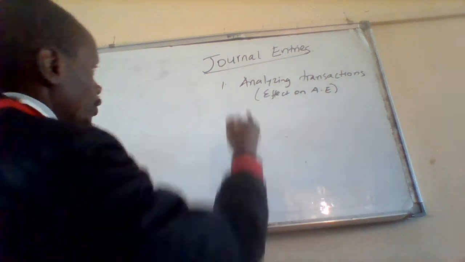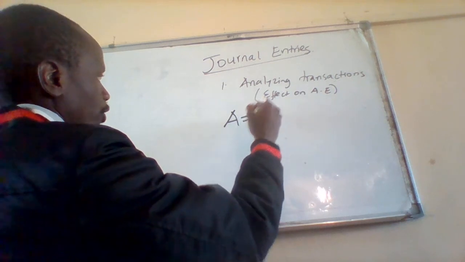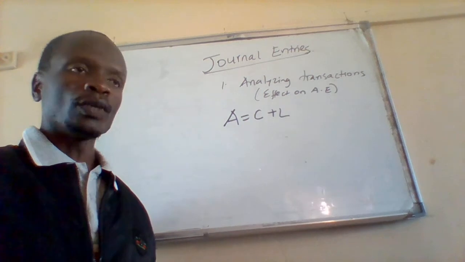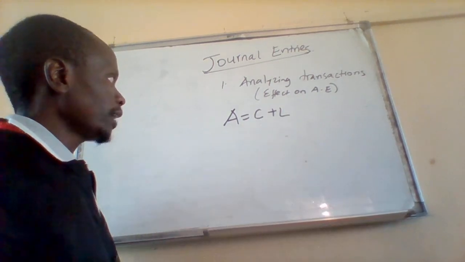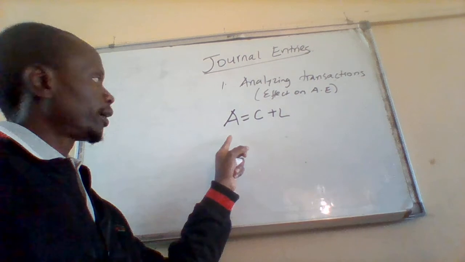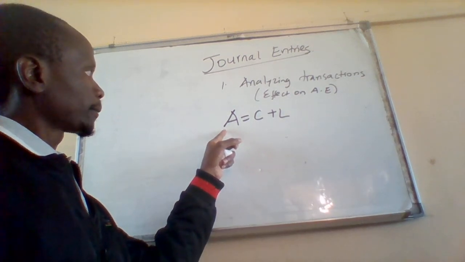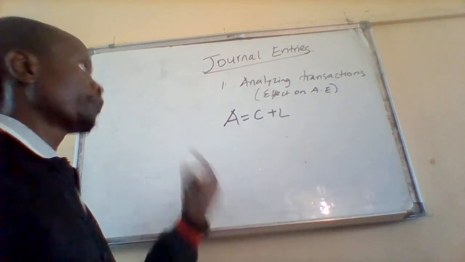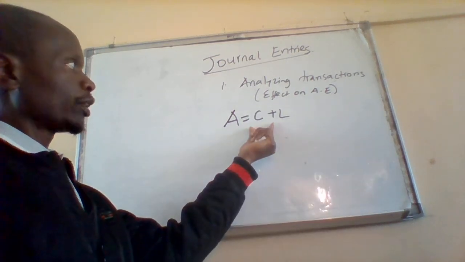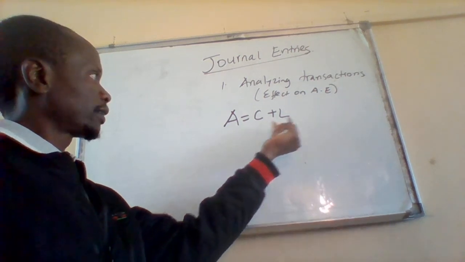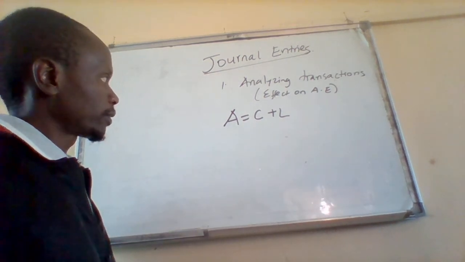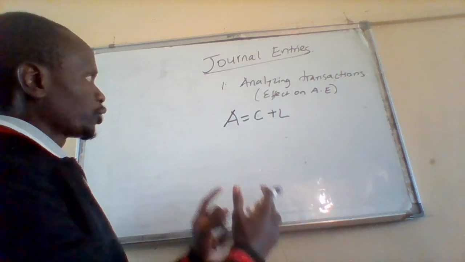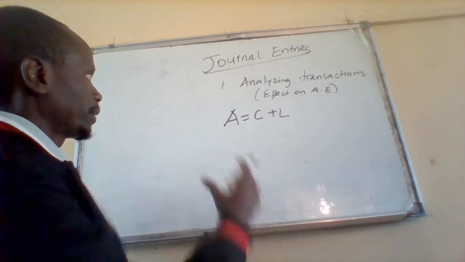Right. So first, this is the accounting equation. Asset is equal to capital plus liability. We say that assets are future economic benefits, or things that can make you derive future economic benefits. Capital is owner's equity or owner's investment. Liabilities are the obligations. So the matrix that is going to guide us in this topic is this one.